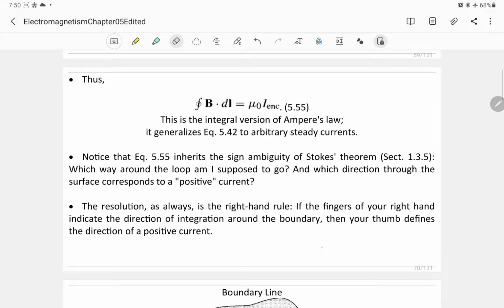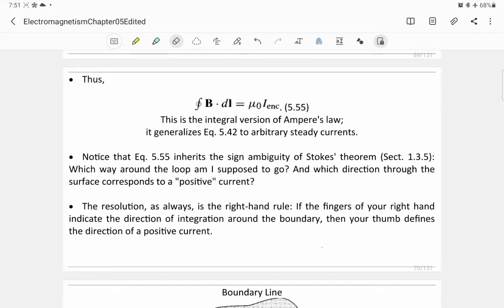So in order to resolve the direction of the magnetic field, always use your right hand. Do the right hand rule, and you always point your thumb to the correct direction of the positive current. So for example, if the electrons are going to the right, then the positive current there is going to the left. So you have to point your thumb going to the left.